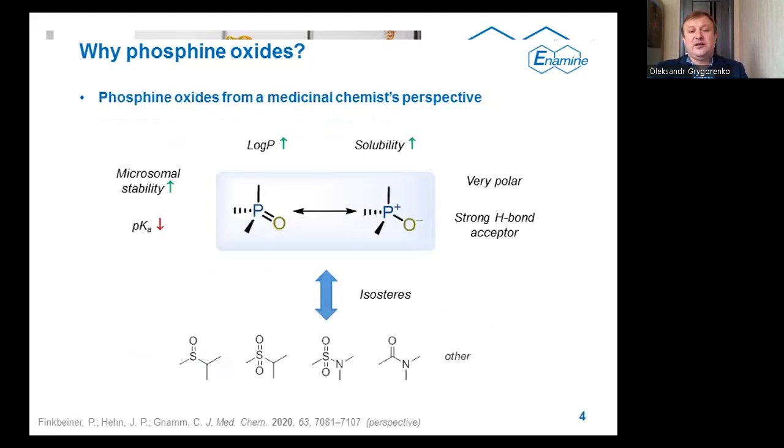So why are they interesting to medicinal chemistry? The phosphine oxide moiety is a very polar group, which is a strong H-bond acceptor. This substituent increases the compound's aqueous solubility and hydrophilicity, and improves its microsomal stability, since C-P bonds are quite stable towards metabolic transformations. Also, it modifies the compound's pKa. It has been considered as an isostere for sulfoxides, sulfones, sulfonamides, carboxamides, and some other groups.